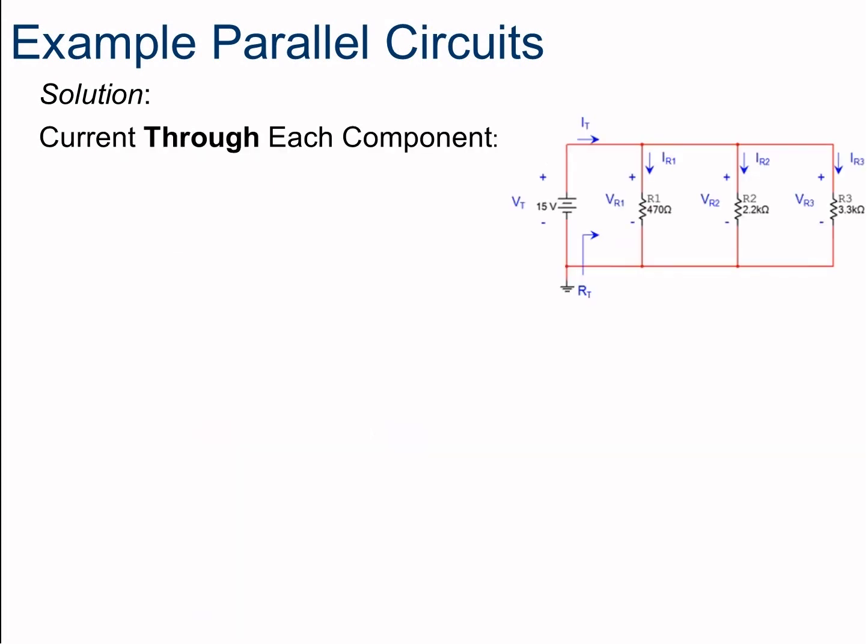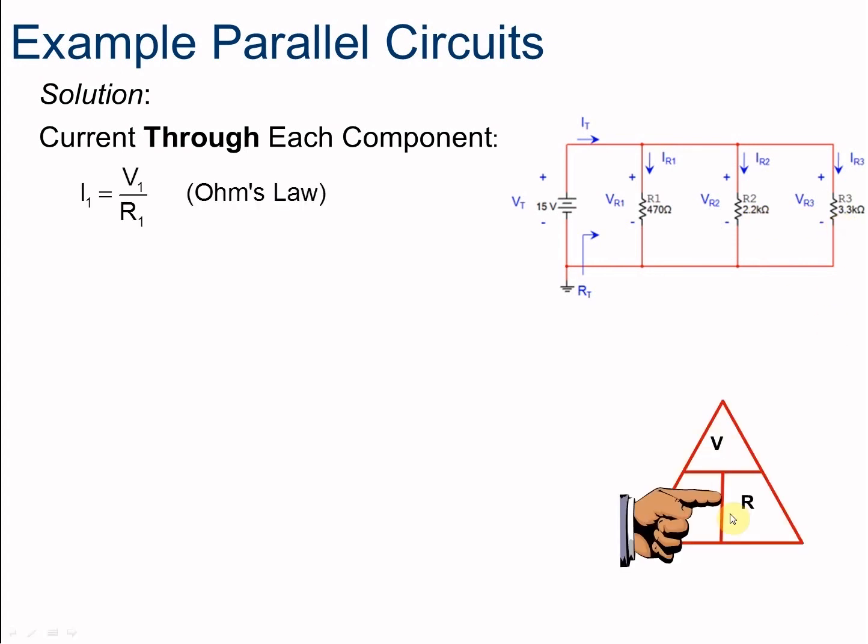So what about the current through each component? Well, now you're going to have to apply Ohm's law to each one of these branches. So that's the next step. Apply Ohm's law to each one of these 3 branches, knowing that we have 15 volts and we have these 3 values for resistors. 470, 2.2 thousand, and 3.3 thousand. It's voltage divided by resistance because we covered up I.